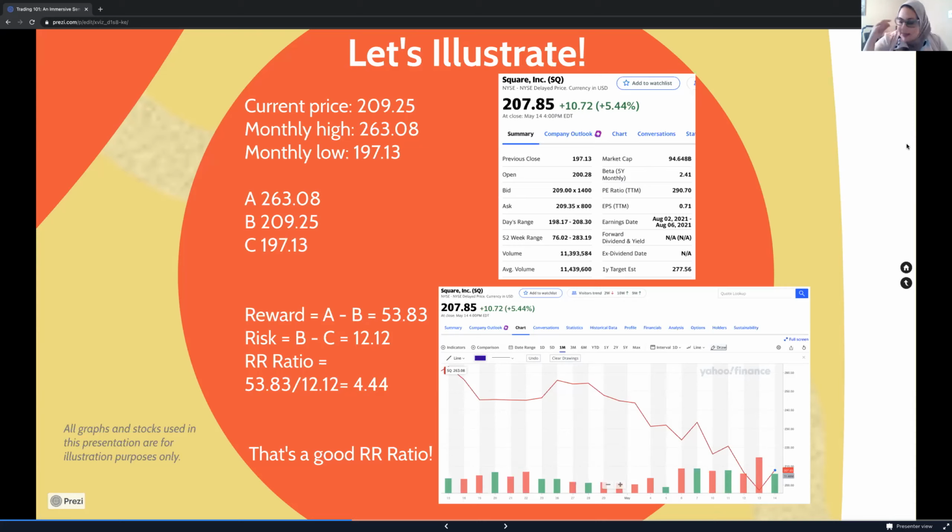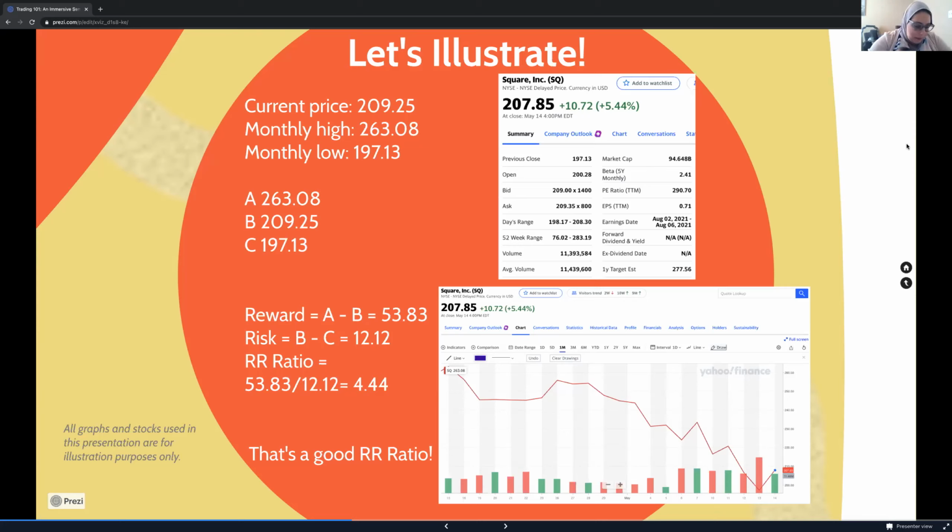So we're going to plug in those numbers to get a reward to risk ratio. And then you guys can calculate along, but A minus B is 53.83, B minus C is 12. I'm looking at these numbers and I'm already excited, like 50 something, and then it's 12. I'm already like, oh, this is going to be good. So the reward to risk ratio is over 4.44. That is a pretty good reward to risk ratio right there. This is one that I am interested in taking, okay?